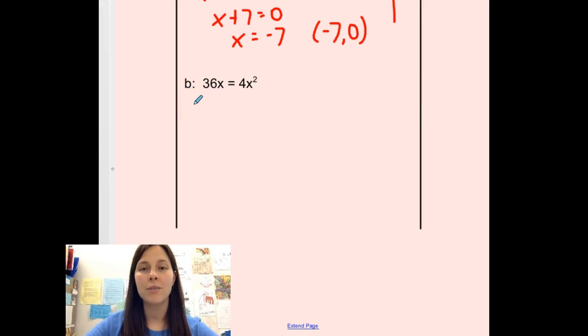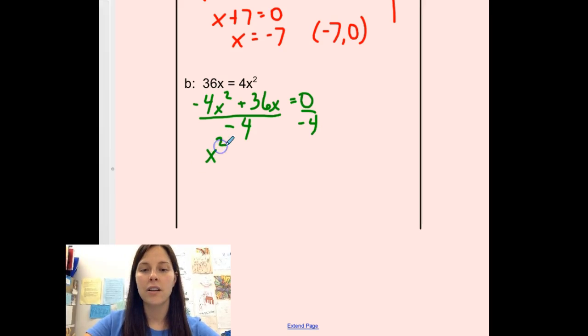Same problem on this one, we do not have it equal to 0, so I'm going to subtract the 4x squared from both sides. I'm going to put this in order, so I'm going to put the -4x squared first so that it's in standard form. You've got to have that x squared term first, or it could throw you off with your factoring. We've got that coefficient of -4, so I'm going to divide everything by -4, leaving me with x squared minus 9x. 0 divided by -4 is still 0.